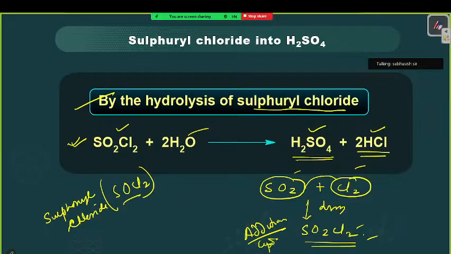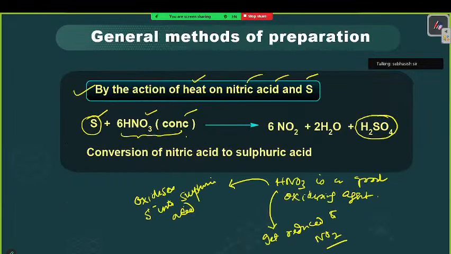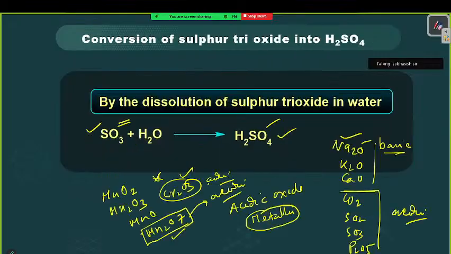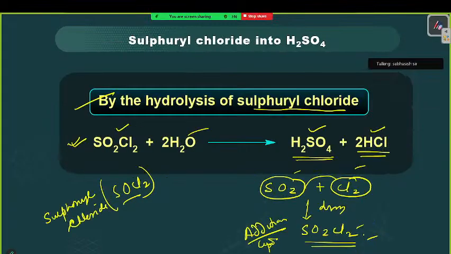There are four methods. One is starting from sulfur with nitric acid, another one is chlorine and sulfur dioxide in aqueous solution, another one is sulfur trioxide with water. Now this particular step is used in the industry but in a different way. And the fourth one, that is sulfuryl chloride, that reacts with water with the formation of sulfuric acid and hydrochloric acid. So these are the four different methods.